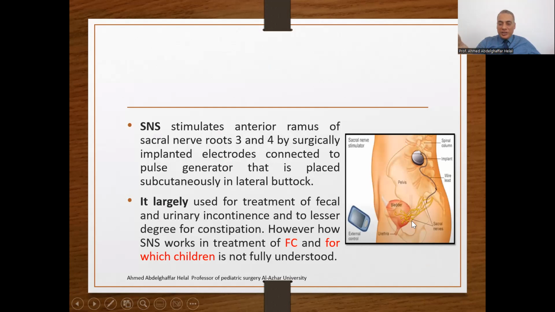It is largely used for the treatment of fecal and urinary incontinence, to a lesser extent for constipation. However, how it works for functional constipation and for which children, this is not fully understood.